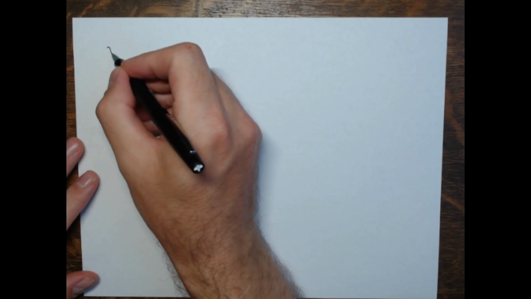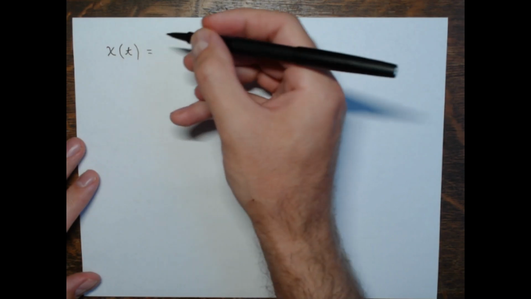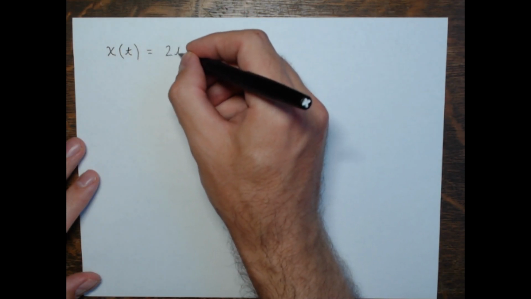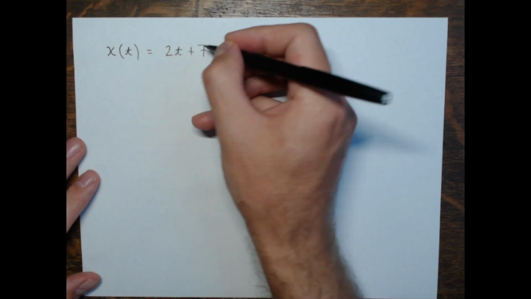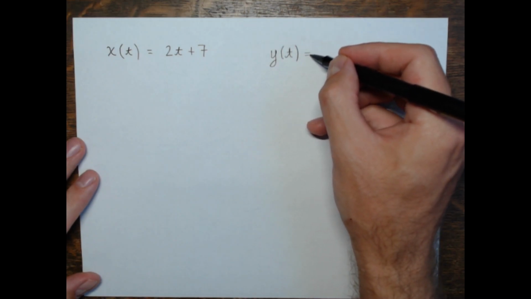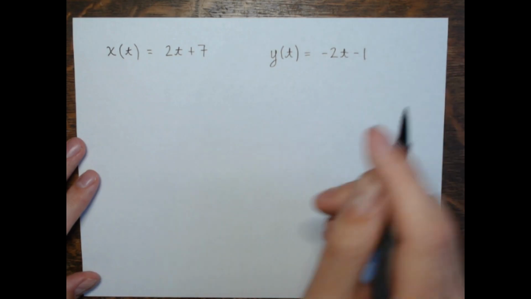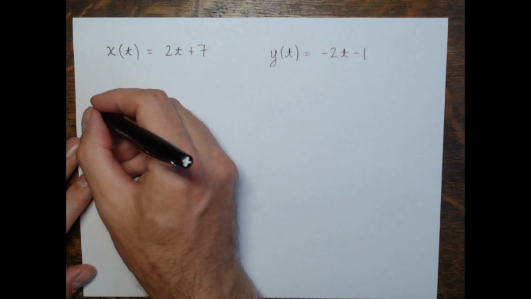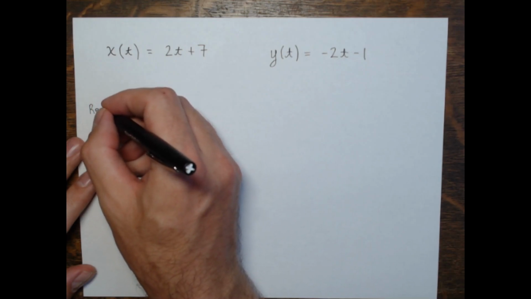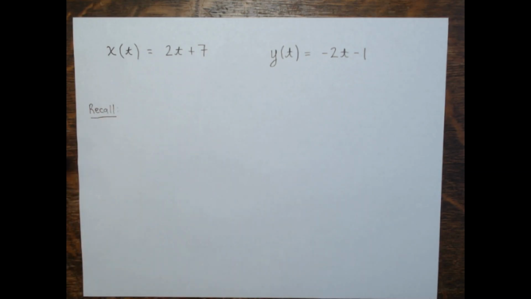So again, the parametric equations were x of t was 2t plus 7 and y of t is negative 2t minus 1. Now you may recall, hopefully you recall, I'm assuming you've seen something like this related to the derivative of a function from Calculus 1.